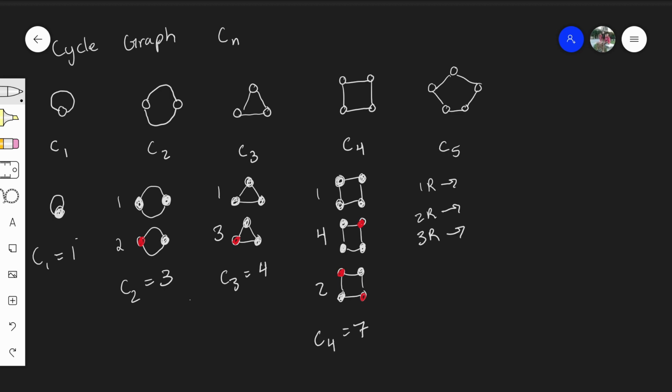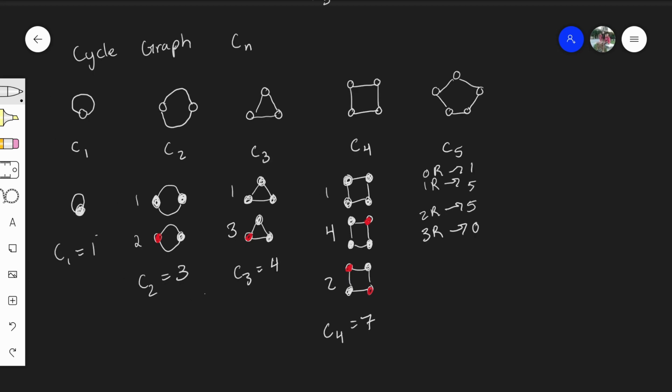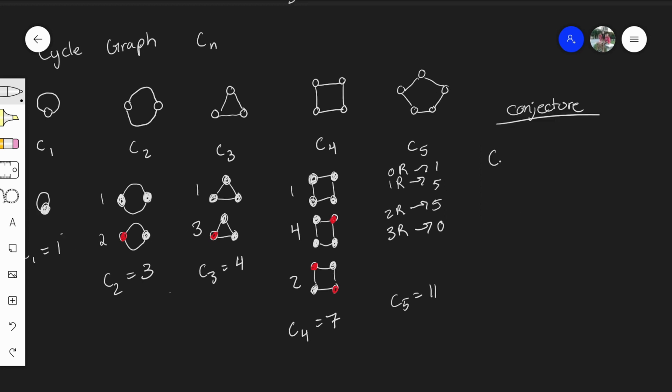Now for the pentagon, there's 1 way to color it with 0 colors, 5 ways to color it with 1 color, 5 ways to color it with 2 colors, 0 ways to color it with 3 colors still. C5 is equal to 1 plus 5 plus 5, that's 11. And now we can see once more there is a recursive relationship here. C3 is the sum of C2 and C1, C4 is the sum of C3 and C2, and so on. So we may conjecture C_n is equal to C_(n-1) plus C_(n-2).